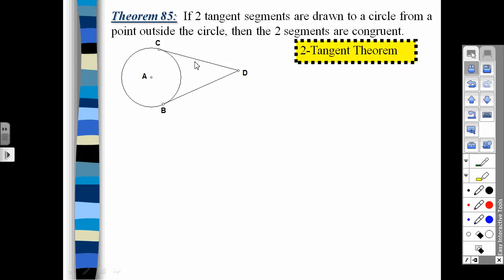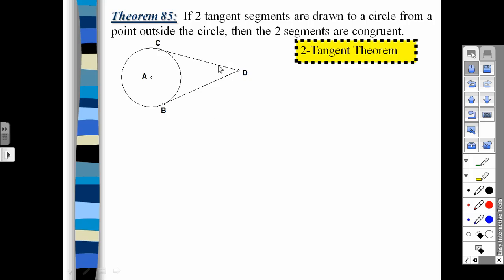Okay, so we take a detour here into a theorem, Theorem 85, which says that if we have 2 tangent segments and they are drawn from the same point outside of a circle, then the 2 tangent segments are going to be congruent to each other. And this is known as the 2 tangent theorem. So yes, you could use this in a proof.